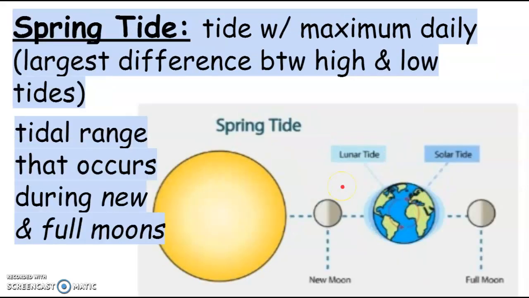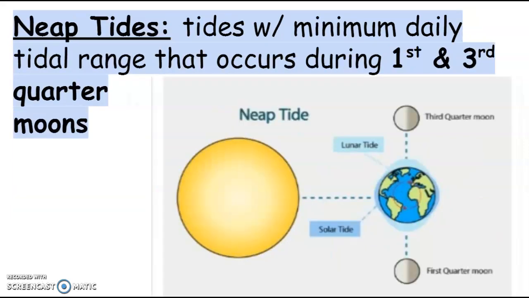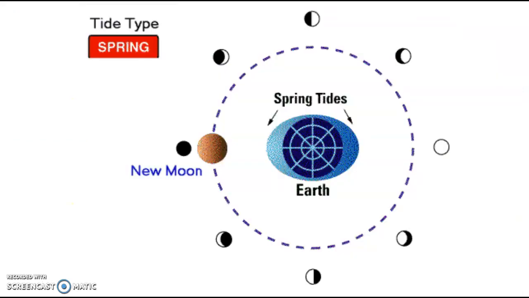So we can go back to the spring tides. This is where you have your highest highs and your lowest lows. Neap tides, you have your lowest highs and your highest lows. So you think about that. And it's all based upon gravitational pull. These also occur 2 times per month.